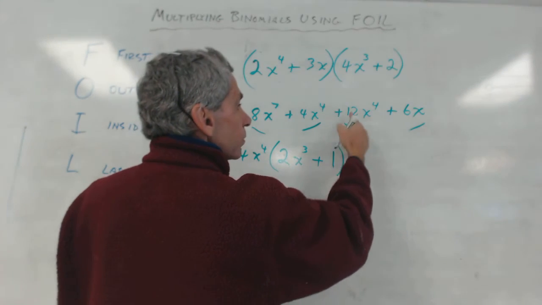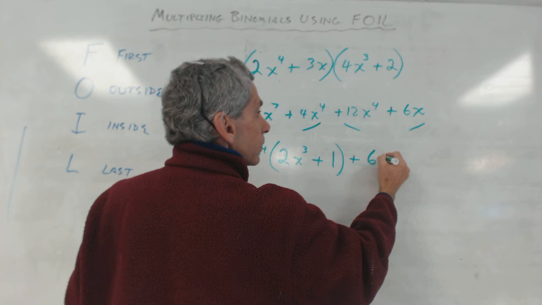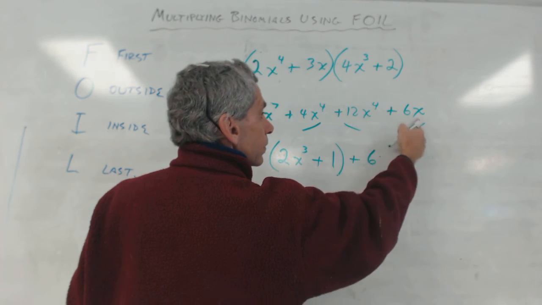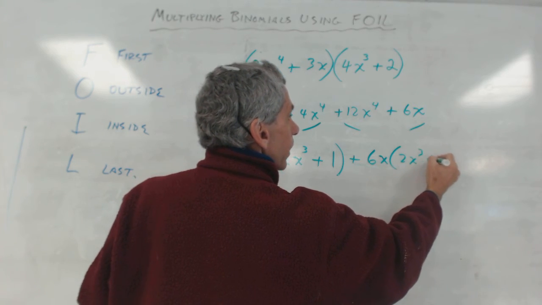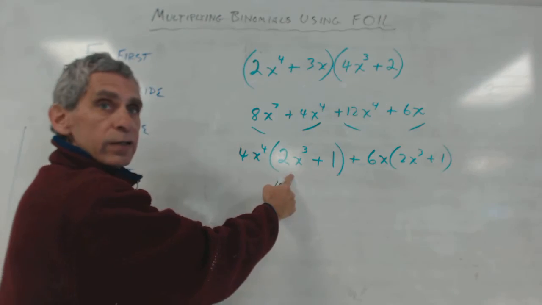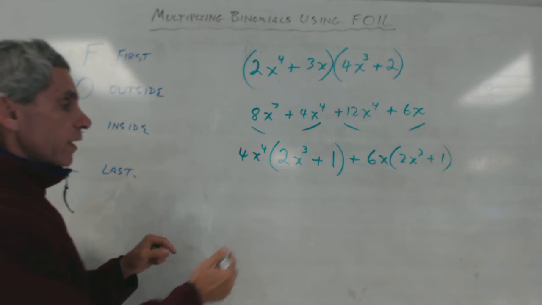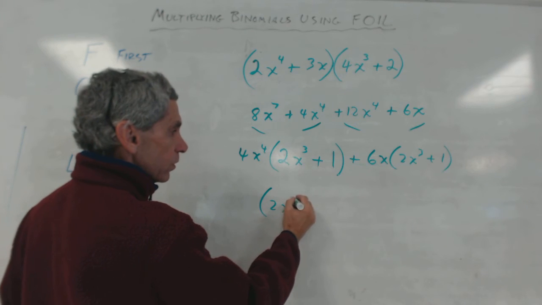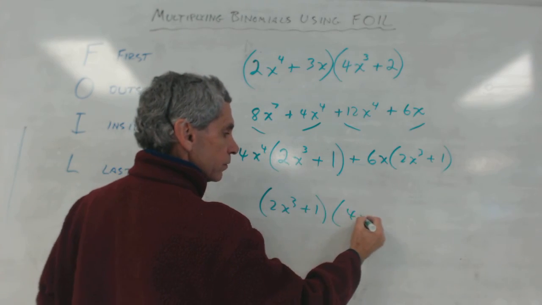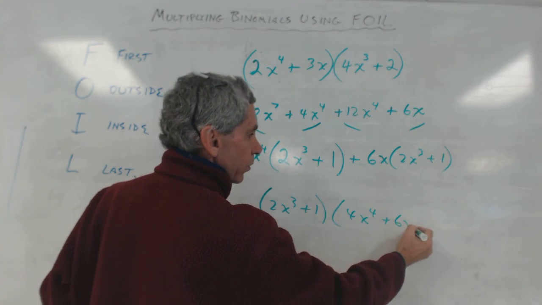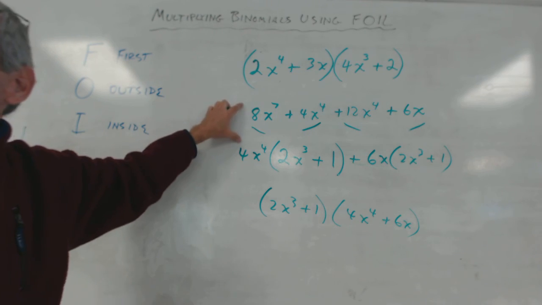And then plus, what can I take out of this? 6 and an x, right? And that gives me 2x to the 3rd plus 1. Look at this, 2x to the 3rd plus 1, there's my blob, right? So I could factor that out, so my final answer was 2x to the 3rd plus 1 times 4x to the 4th plus 6x. So now you understand, I used FOIL to create these problems for you guys.